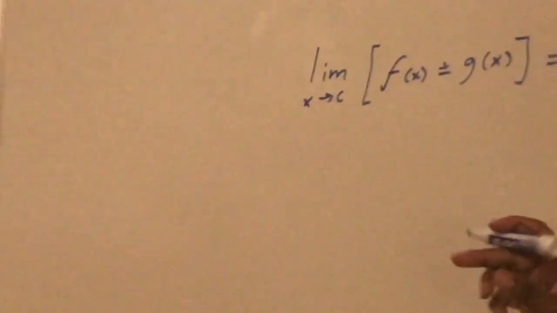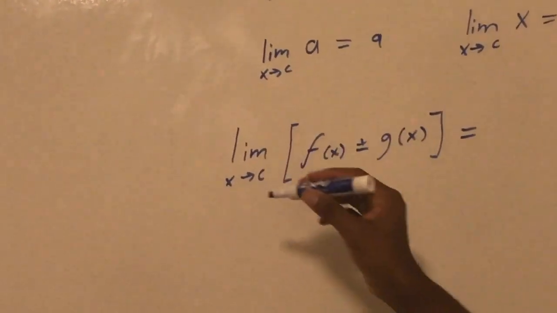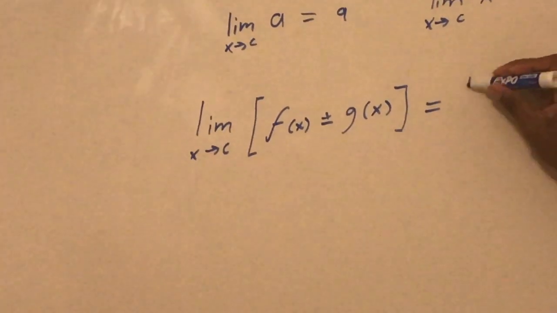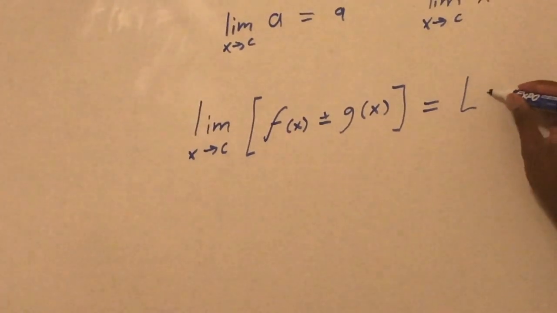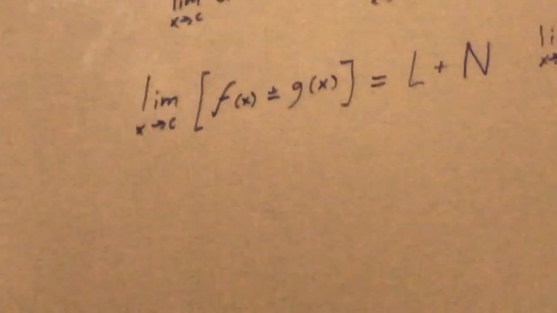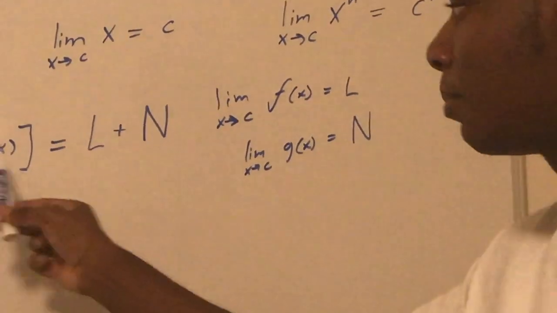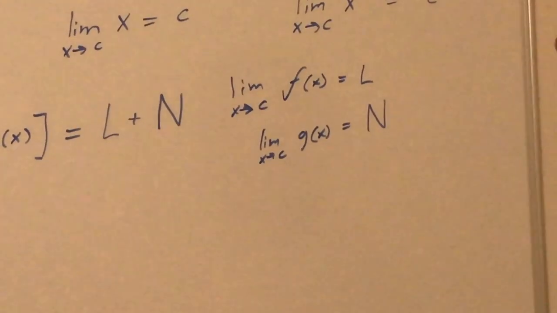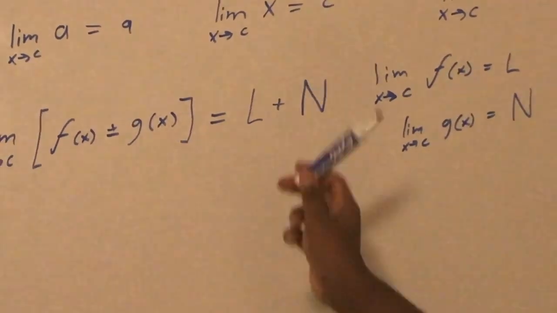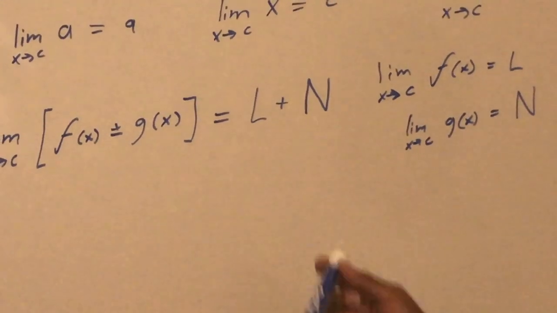So for this we just have the limit of f of x, which we defined as L, plus the limit of g of x, n. Alright. So basically, if you have two functions that are being added together, the limit of this larger function would just be the limit of the two individual functions added or subtracted together.